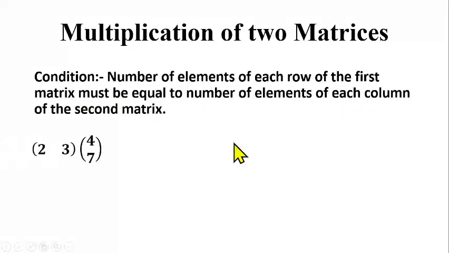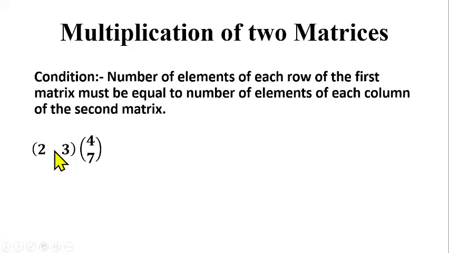Let's see that. Now let's look at this matrix. Now we have this matrix and this matrix. Now this is a row matrix and this is a column matrix. So that means this matrix has one row, it has one column. That's not what the condition is saying. No, what the condition is saying is, for this first matrix, how many elements are in the row?